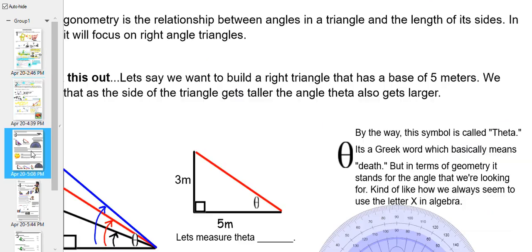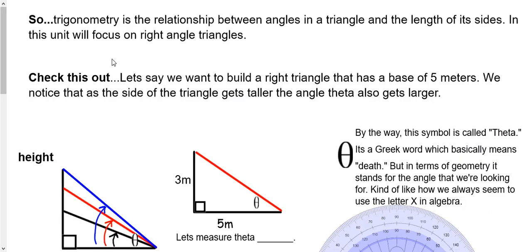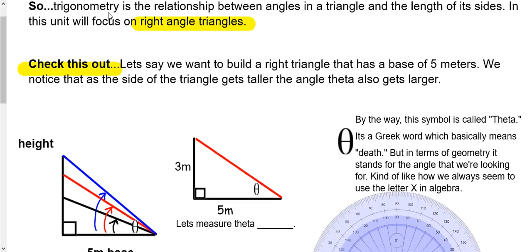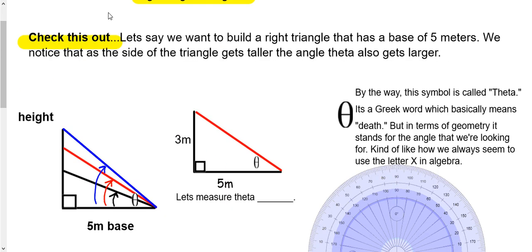So trigonometry is the relationship between angles in a triangle and the length of its sides. In this unit, we'll focus on right angle triangles. Check this out. Let's say we want to build a right triangle that has a base of 5 meters. Now that's important because that's the only thing that's not going to change. So let's just highlight this sucker right there. That 5-meter base is going to stay the same.